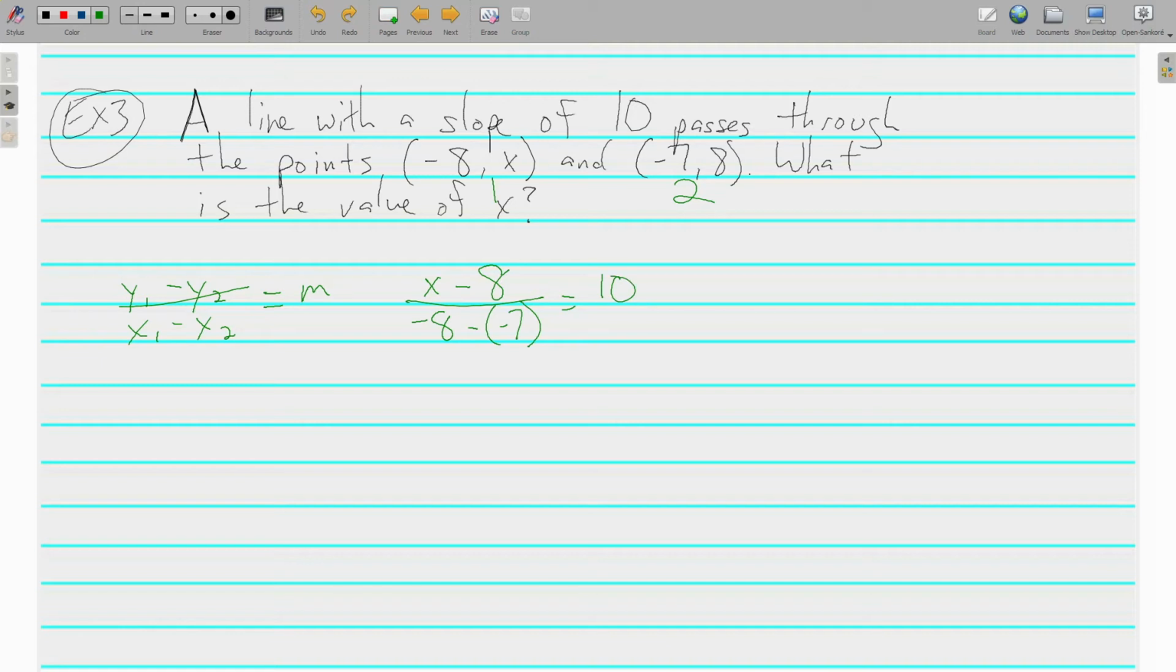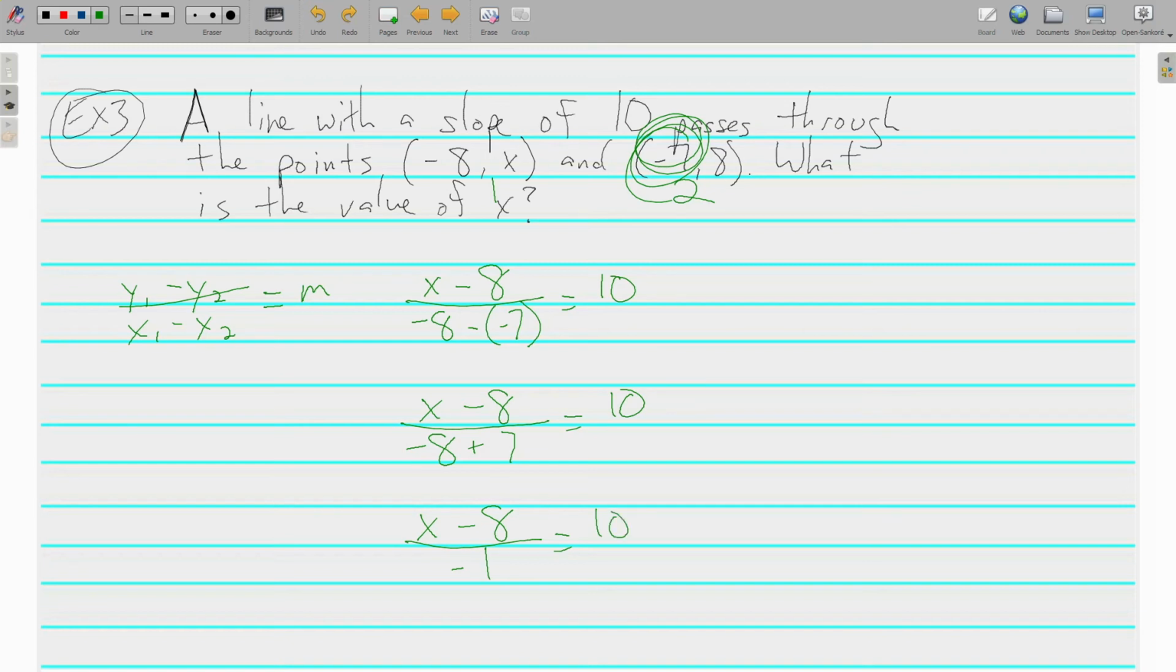Be careful there. The -8 minus -7, that's negative there, but our formula has subtracting, so we are subtracting a negative, which I'm going to end up rewriting anyway because I hate 2 signs in a row. That's going to be a +7, equal to 10. Alright, we're just going to simplify and solve. We've got to get x by itself. So first I want to take care of that denominator. -8 plus 7 is -1.